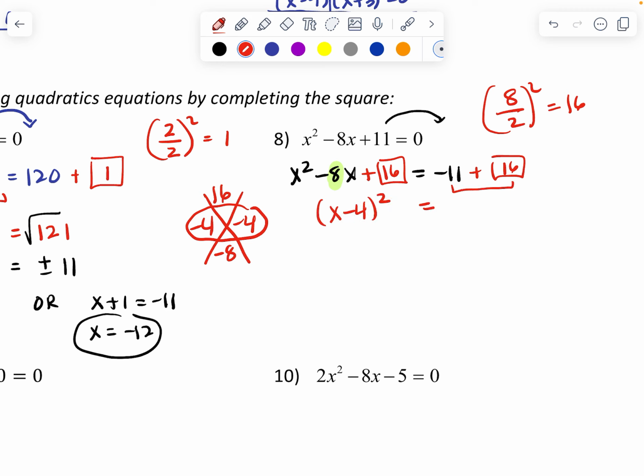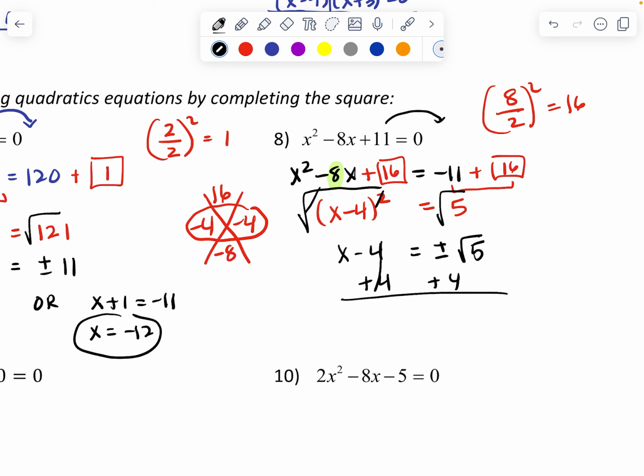And then negative 11 plus 16 is 5. Okay? Again, taking the square root of both sides. These cancel, so you get x minus 4 equals plus or minus the square root of 5. Don't forget your plus or minus. And then the square root of 5 is not a pretty number, so let's just add 4 to both sides. And that's going to give you x equals 4 plus or minus the square root of 5. Okay, this time you do not need to break it up into two separate equations because we don't know what the square root of 5 is. It's not a pretty number.